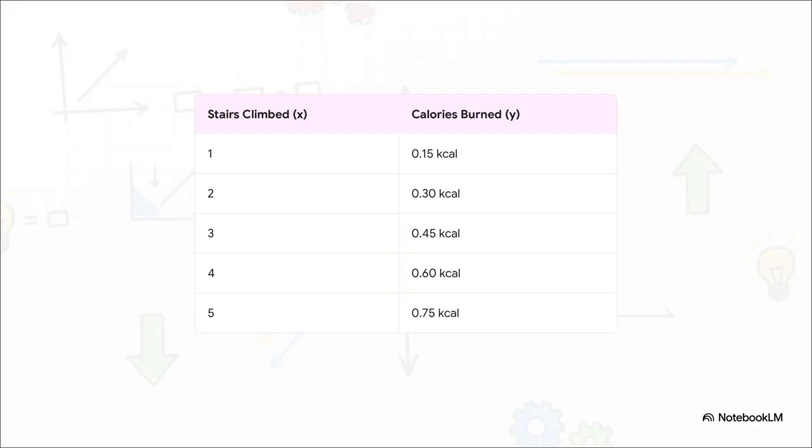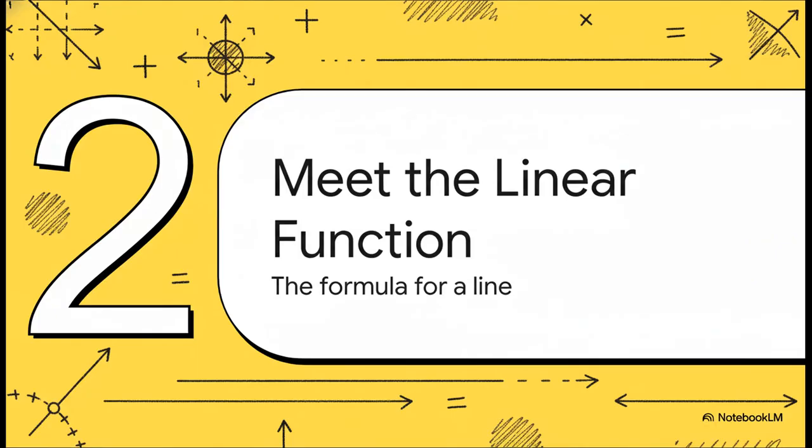Let's look at a real-life example. Let's say we're climbing some stairs. The number of stairs we climb is our input. The calories we burn is our output. See the table? If you climb one stair, you burn 0.15 calories. If you climb two stairs, you burn 0.30. For every number of stairs you climb, there's only one possible amount of calories you burn. It's a perfect, predictable rule. It's a function.